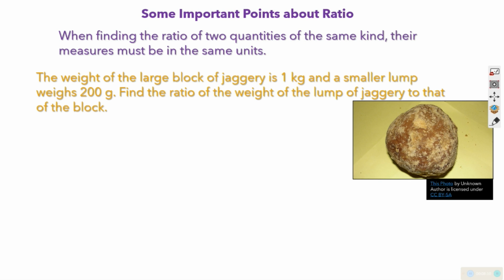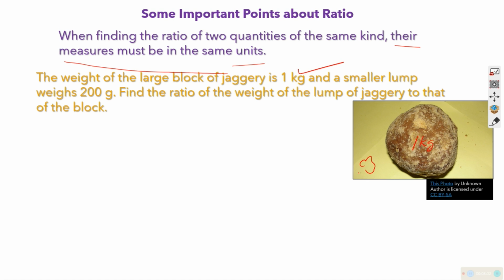Here is some important point about ratio. When finding the ratio of two quantities of the same kind, their measures must be of same unit. What is it? Their measures must be of same unit. इससे क्या समझ में आया? अभी समझ में आएगा. The weight of the large block of jaggery is 1 kilogram. ये 1 kg का है.